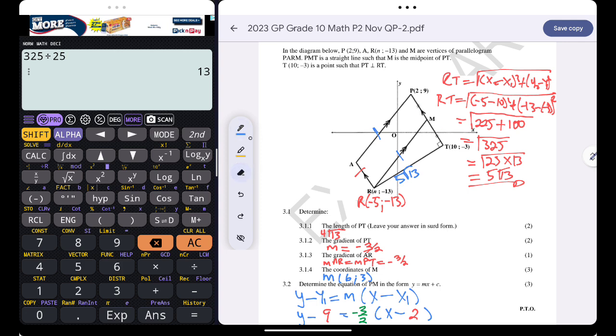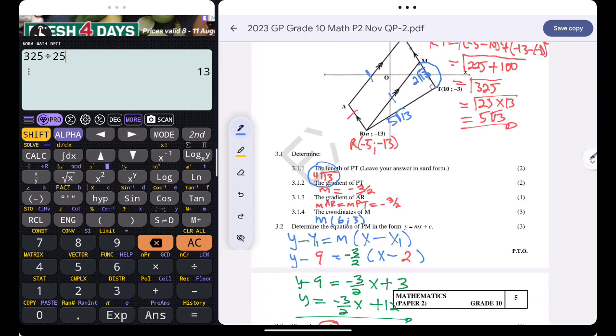Remember that initially I calculated the length of PT, and M is the midpoint of line PT. So that means the distance of MT is half of the length of PT. The entire length was 4 roots of 13, so the length of MT will be 2 roots of 13. Remember that we did calculate the length of PT there.